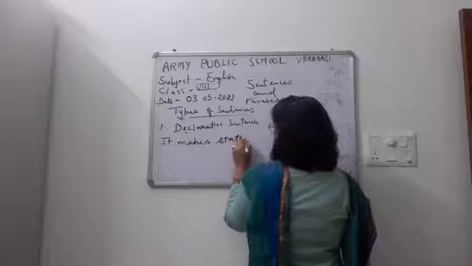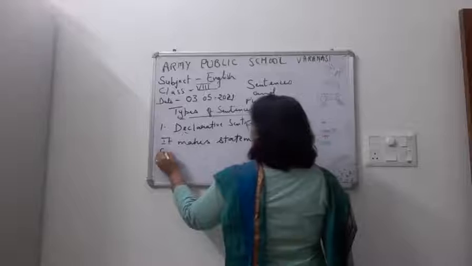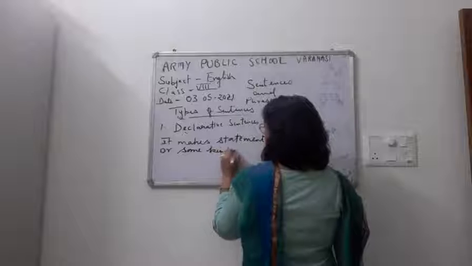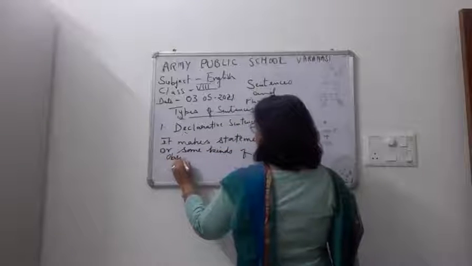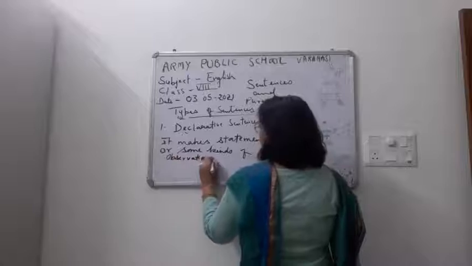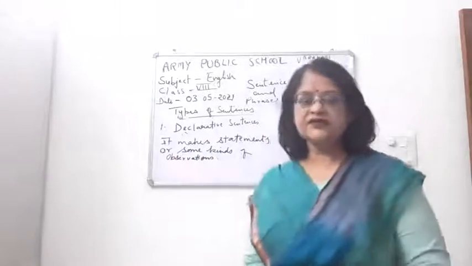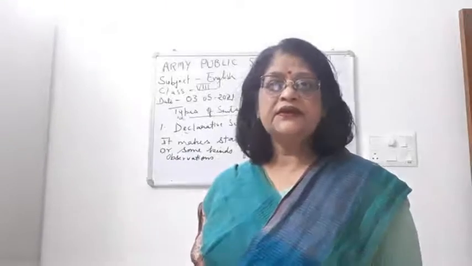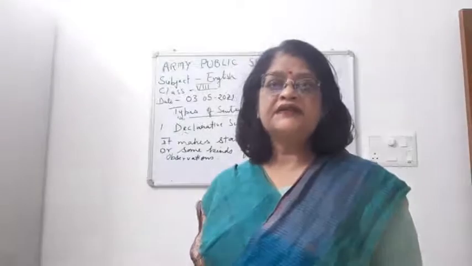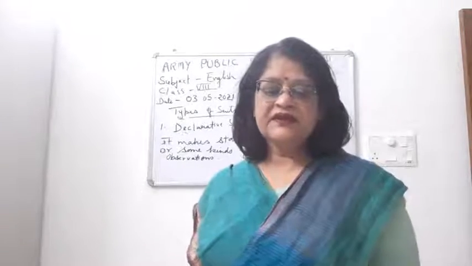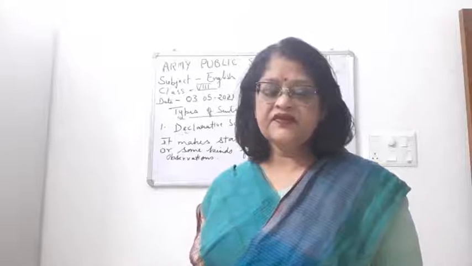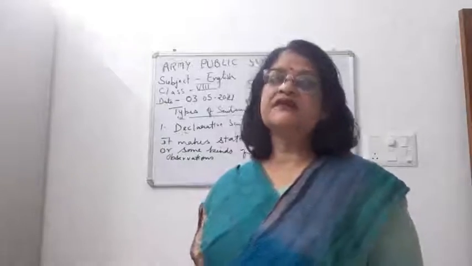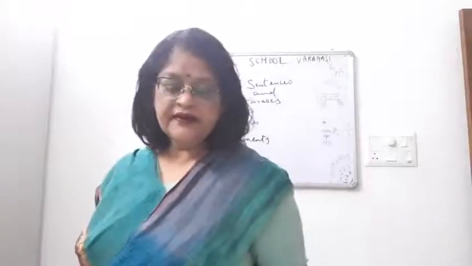Statements or some kinds of observation. So what is a declarative sentence, student? A declarative sentence makes a statement or some kinds of observations. And children, that means whatever sentence is related to statements, it is a declarative sentence. And if it makes some kind of observation, that is also a declarative sentence.